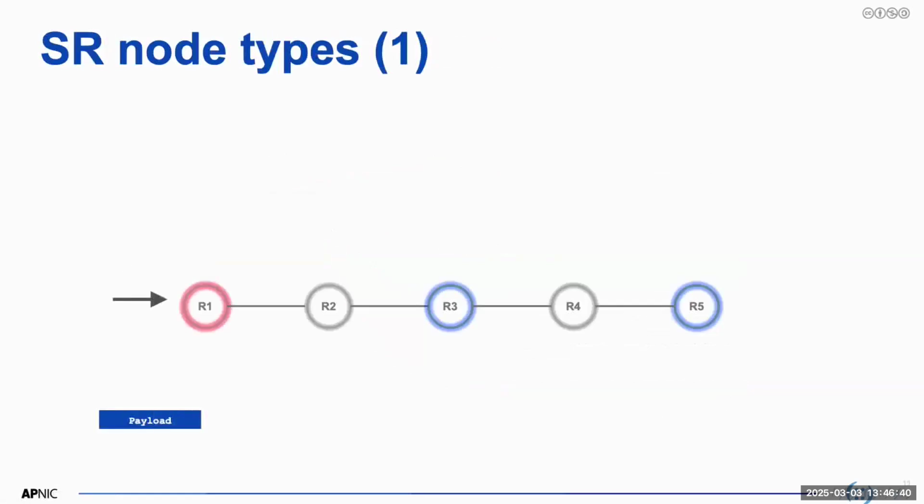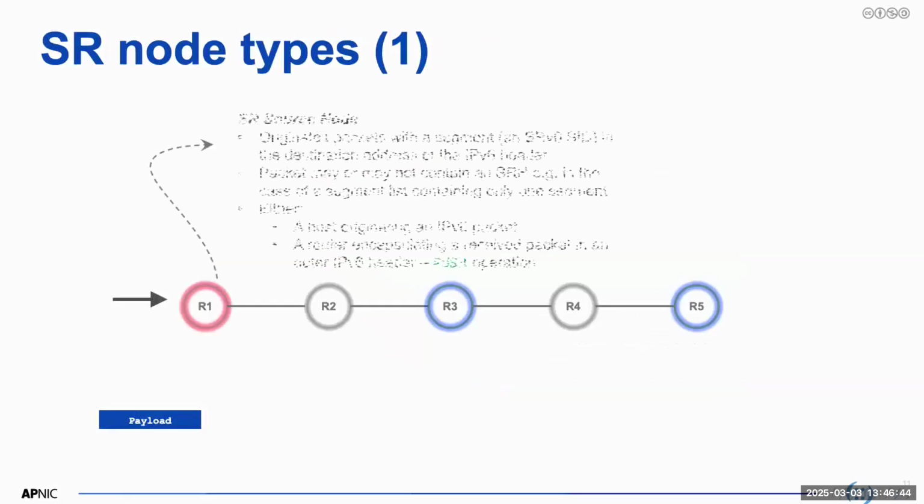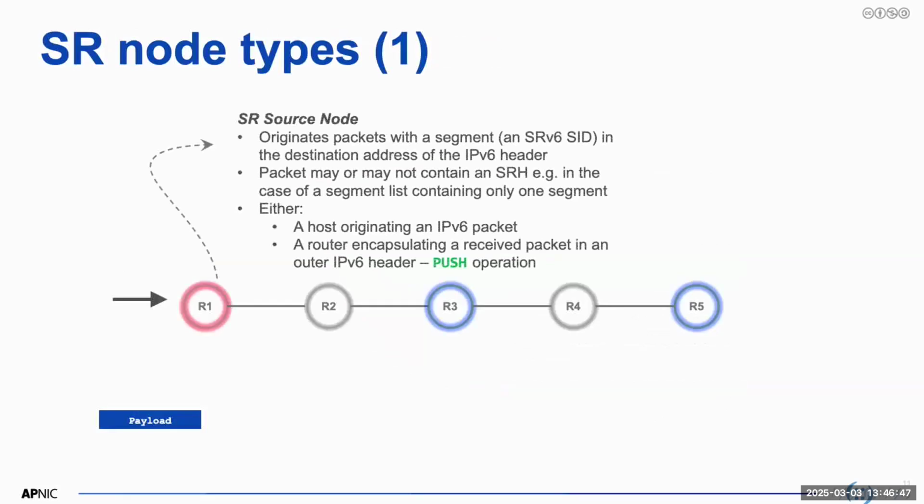So let's see the different types of nodes we have. In case of the segment routing header, we have the source node. The source node is the first node when a packet comes into the segment routing domain. It attaches, or pushes, the segment routing header. So it is the first node from where SRv6 is going to start. It will push the segment routing header on top of the payload or the IPv6 packet it has received.